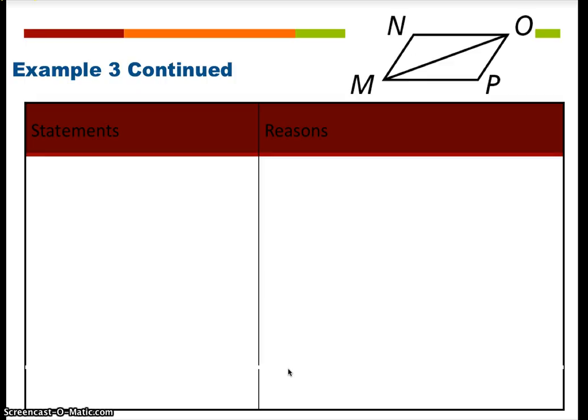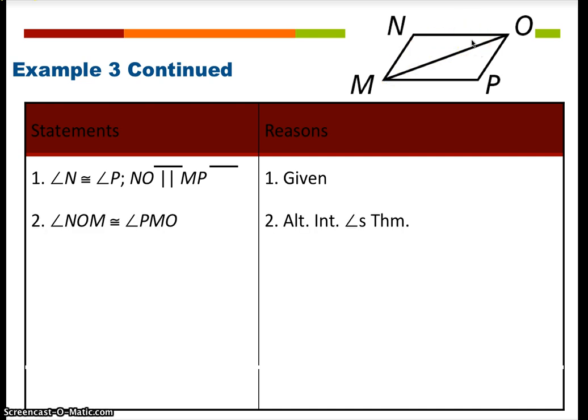So, what we just said was that angle N is equal to angle P and that those two lines are parallel. That was given. And then once those two lines were parallel, the angle on the inside here, angle NOM, is congruent to angle PMO because they're alternate interior angles.